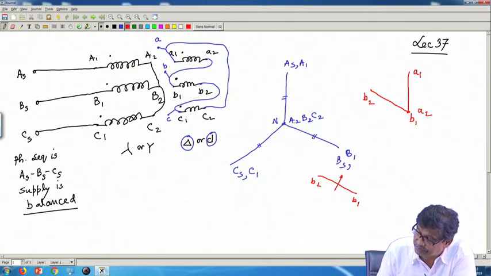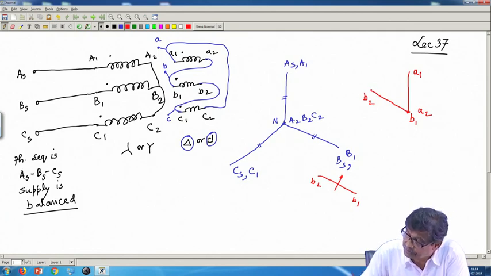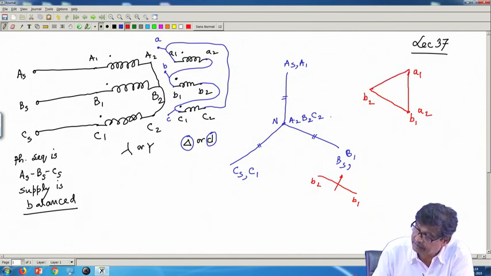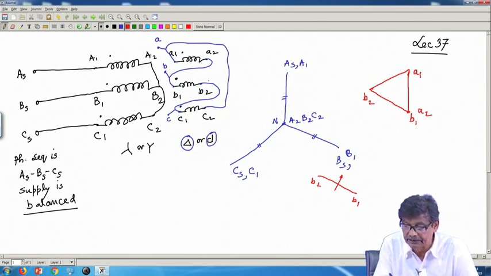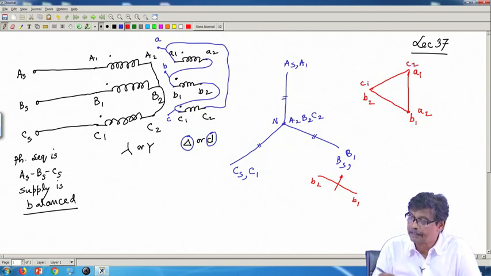Similarly, c1 c2, and c1 is joined with b2, therefore, this phasor should be parallelly shifted and it must be this, that is b2 is connected to c1. So, c1 c2, got the point, and this is absolutely fine.